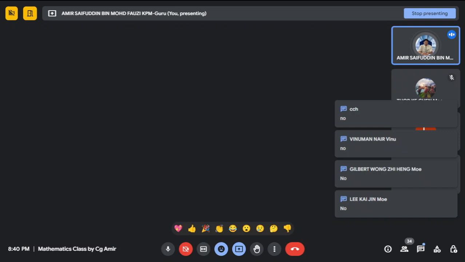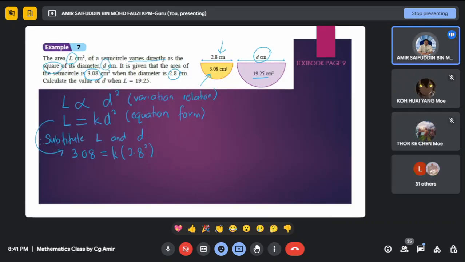So this one, page 8 in your textbook. Okay, page 9. Then this one, we want to find the value for K. So the K is here. Then we move 2.8 to the left hand side, so it becomes 3.08 divided by 2.8 power of 2. Then use your calculator and you have the value for K here.